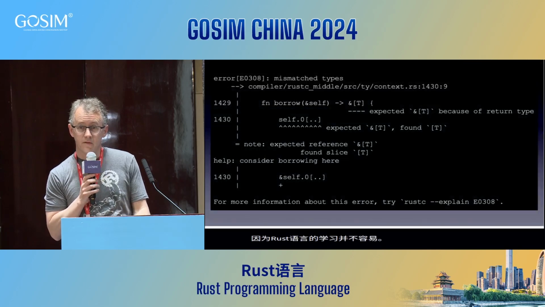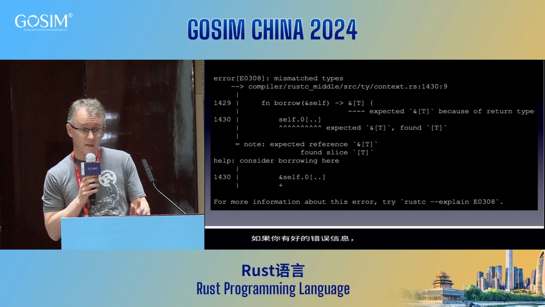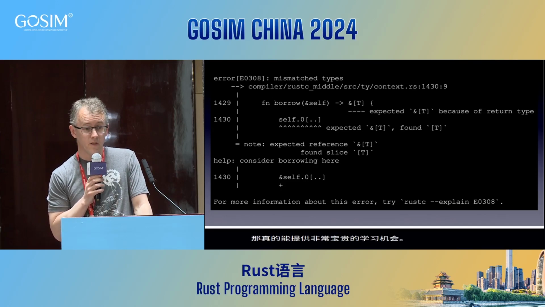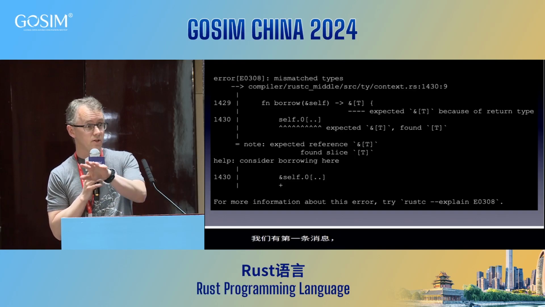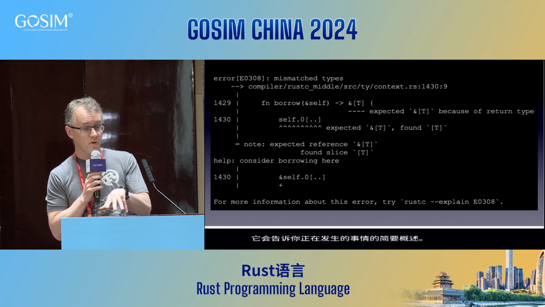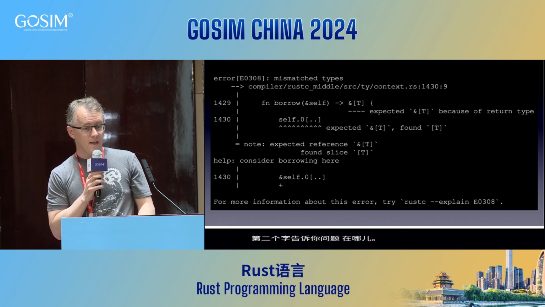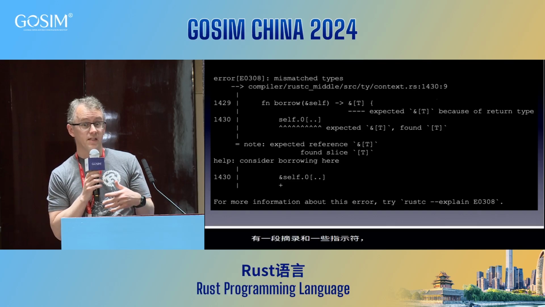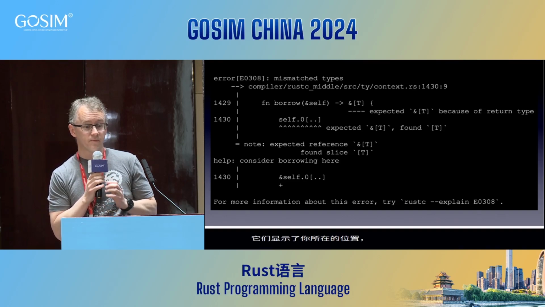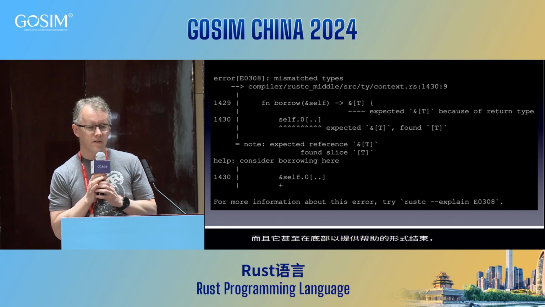So here's an example of a compile error. This is one error, with quite a few lines here. The first line tells you a short version of what's going wrong. The second line tells you where the problem is. The next few lines have a little excerpt of the code and some markers that show you where the problem points are. And then it even ends at the bottom with some help, where it gives you suggestions saying, this is how maybe you could change your code to fix the problem. So it's a very comprehensive and sophisticated error and very, very helpful.